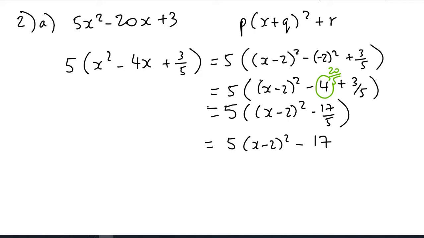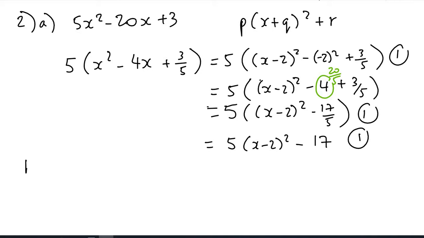In terms of marks, it's going to be looking for a mark for factorising the 5 out correctly. You're going to be looking at a mark for getting to this point here, where it's correctly completed, and then a mark for expanding out correctly at the end as well, and that's your 3 marks for part A.